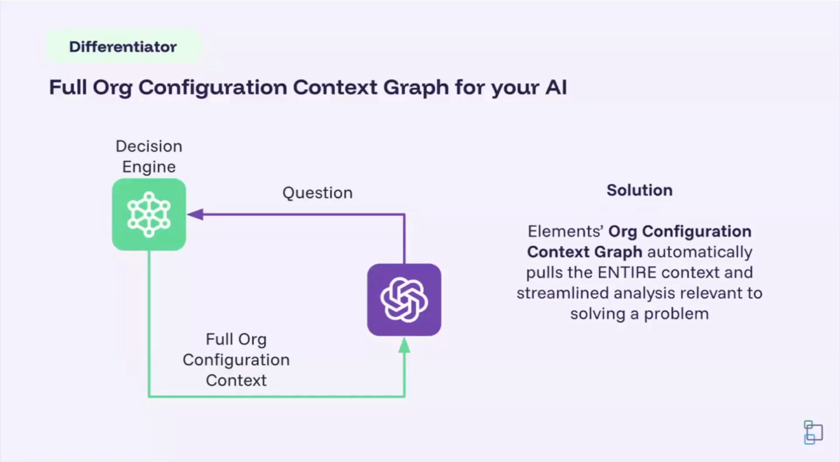As it says, we pull the entire context and streamline the analysis so that AI can reason over just enough context it needs to solve a particular problem.